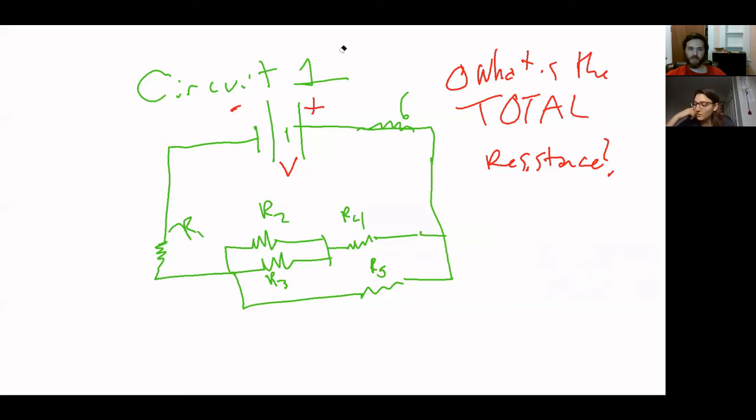Okay, so I have R1 plus 1 over R2 plus 1 over R3 plus 1 over R4 plus 1 over R5 plus 1 over R6. Okay, so a lot of 1 overs.